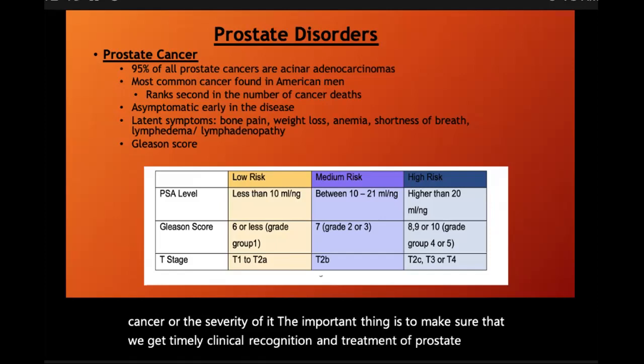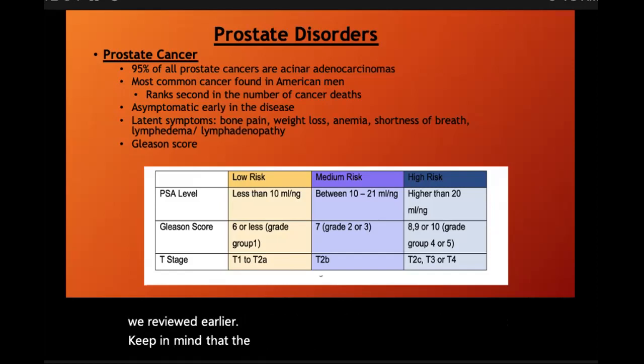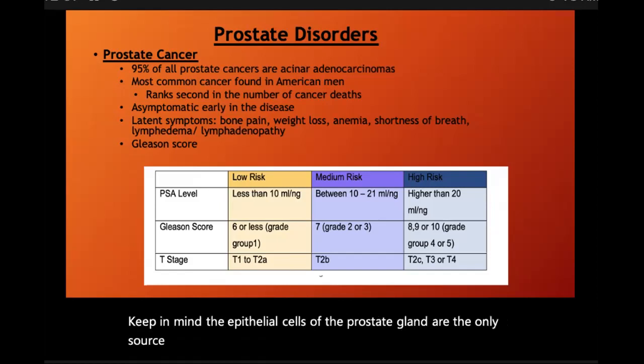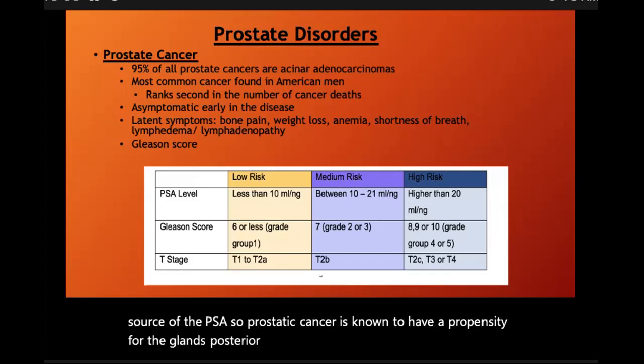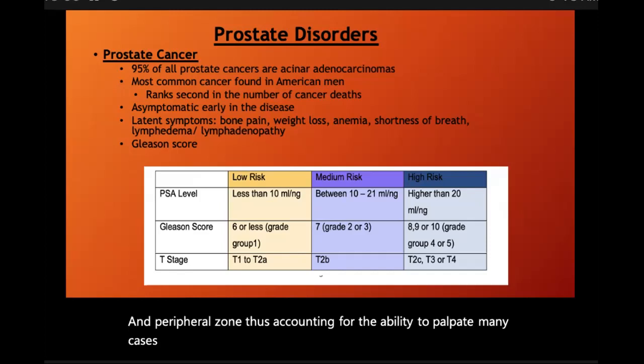And it's important to understand the prostate anatomy and function, as we reviewed earlier. Keep in mind that the epithelial cells of the prostate gland are the only source of the PSA. So prostatic cancer is known to have a propensity for the gland's posterior and peripheral zone, thus accounting for the ability to palpate many cases of prostatic cancer through the rectal wall. So that's why it's so easy to feel it when you go in and do the exam.